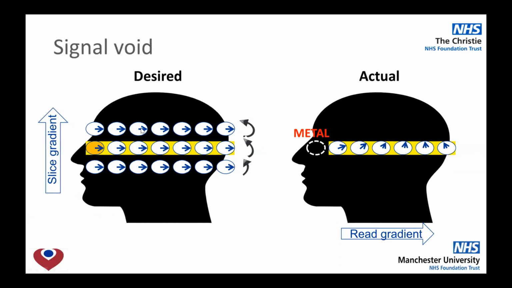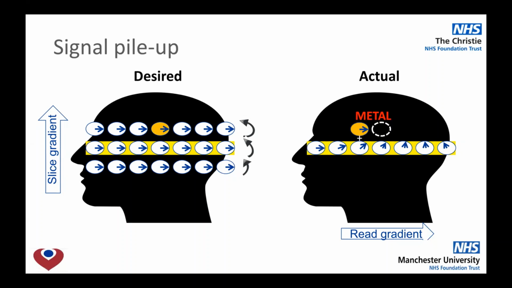You may also experience signal void. If the presence of the metal is such that it affects the resonant frequency significantly, then not only will there be no signal from the nearby spin that you want to excite in the slice of interest, but also all the spins in the slices nearby will be so far away from the resonant frequency of the input RF that they will also be missing. And this can lead to a significant signal void in the image, which obviously you're very familiar with from scanning cochlear implants. So the actual result of this will be a complete void in the image.